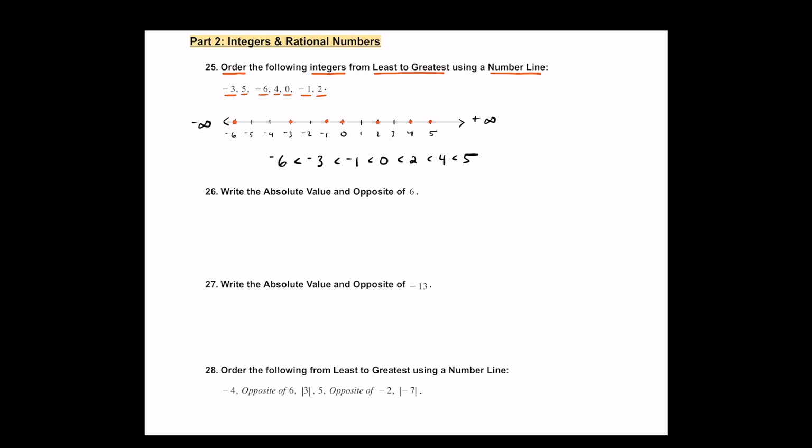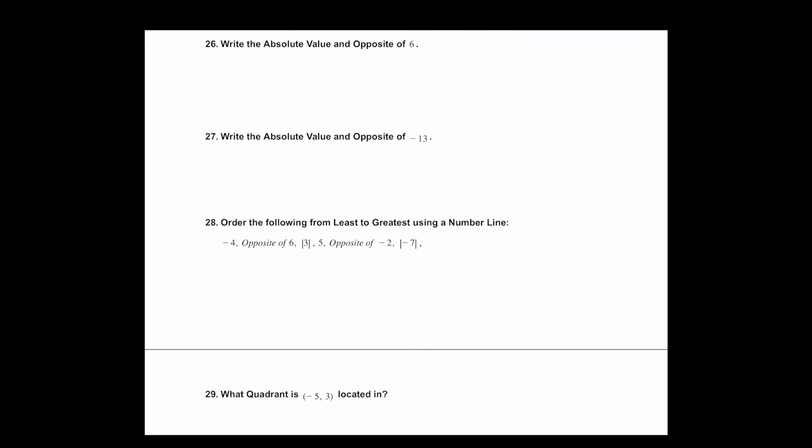Okay. Talk about number 26, where we have absolute value. Let's talk about that first. Absolute value of 6 just means how far it is from 0. We use these bars to show absolute value. So if you ever see that, it means what's the absolute value of 6? How far is it from 0? You would say it is 6. It's just always going to be positive.